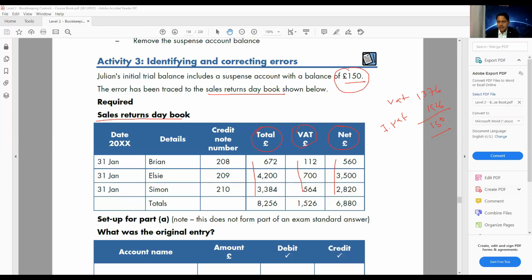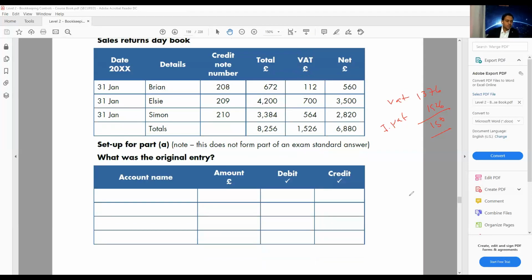Now, when I have a sales return, what is the journal for that? Anyone remember the journal for sales return? What is the journal for sales return? So sales return is debit, sales return 6,880, that is debit. Then VAT also debit because it's a sales return, 1,526, and sales ledger control is credit, isn't it? That is 8,256 credit. And my debit side and credit side are not matching. That's why I created the suspense account. Suspense 150 credit.